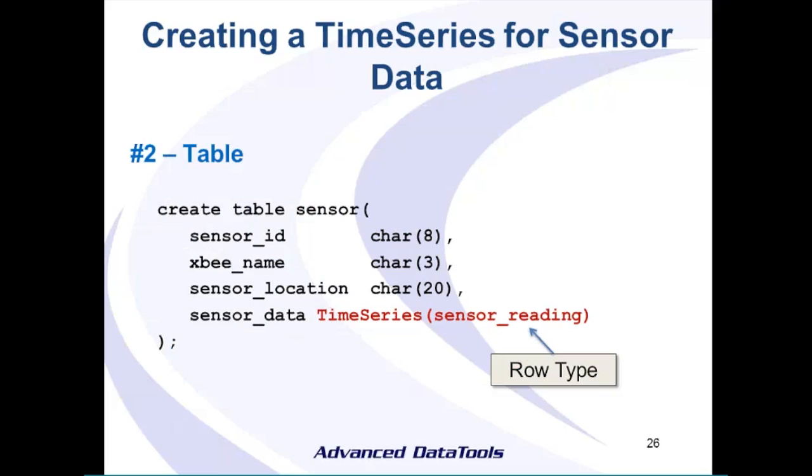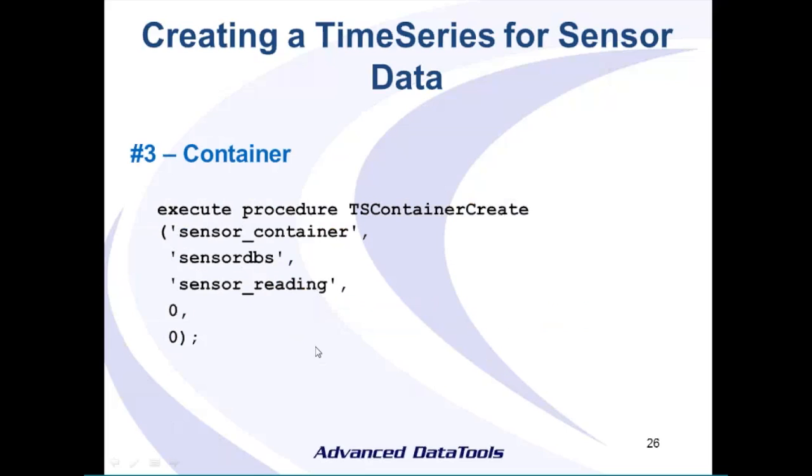The second step, I'm going to create my table. Here, in my table, I want to store a sensor ID, the XB name, and a location. That's followed by our special row type. So you could imagine the sensor reading expanding into the timestamp, the temperature, humidity, and light level, those 3 data values, all stored in this sensor data column. I'm going to create a container. Remember, that's where I want that data to be stored. And here I'm saying store it in the dbspace sensor_dbs.